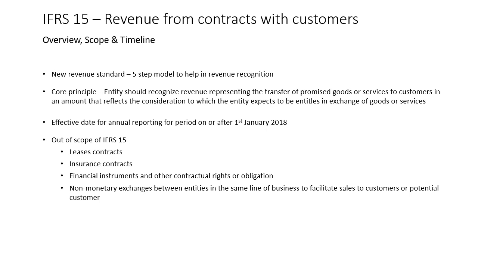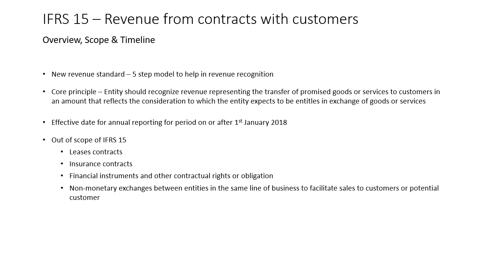The new IFRS standard focuses on the five-step model to recognize revenue. This needs to be applied by the entity to ensure relevant and useful information is provided to the users of financial statements about the nature, timing, and uncertainty of revenue and cash flow arising from a contract with a customer. The core principle is that entities should recognize revenue representing the transfer of promised goods or services to the customers in an amount that reflects the consideration to which the entity expects to be entitled in exchange for goods or services. The new standard should be applied consistently to contracts with similar characteristics and in similar circumstances.